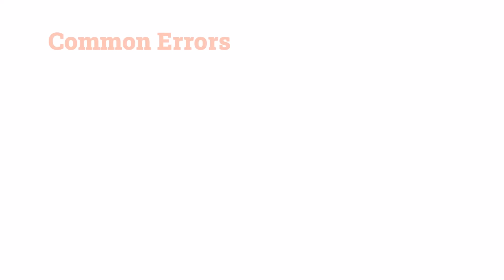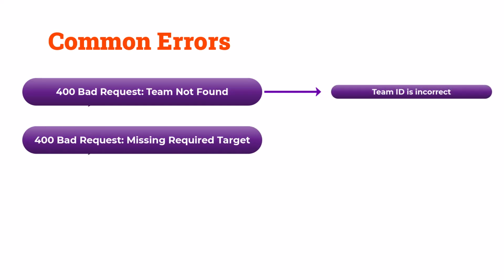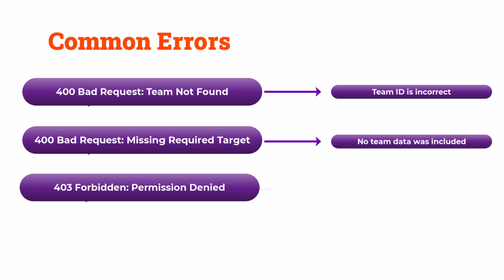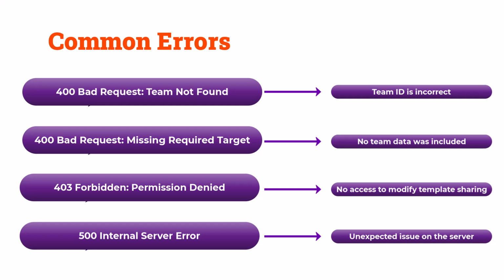Before we wrap up, here are some common errors you might run into. First, a 400 bad request: Team not found usually happens if the team ID is incorrect. A 400 bad request: Missing required target means no team data was included in your request. A 403 forbidden: Permission denied indicates you do not have access to modify template sharing. And finally, a 500 internal server error signals an unexpected issue on the server.